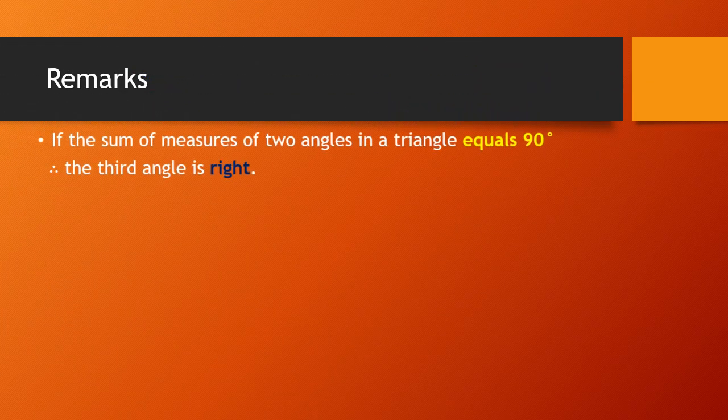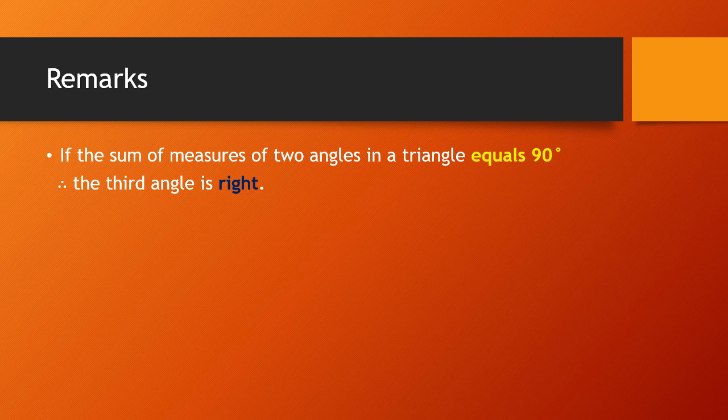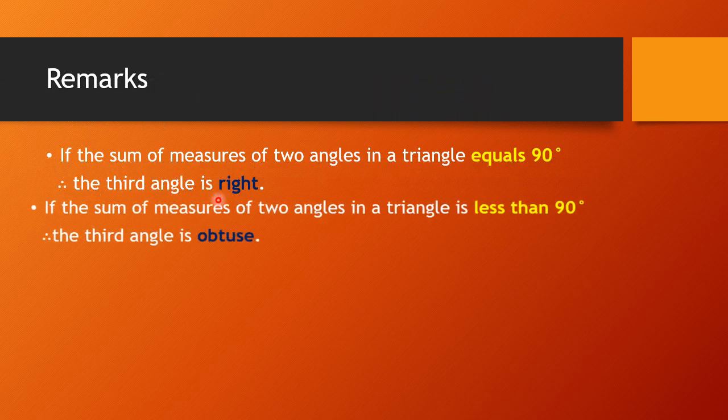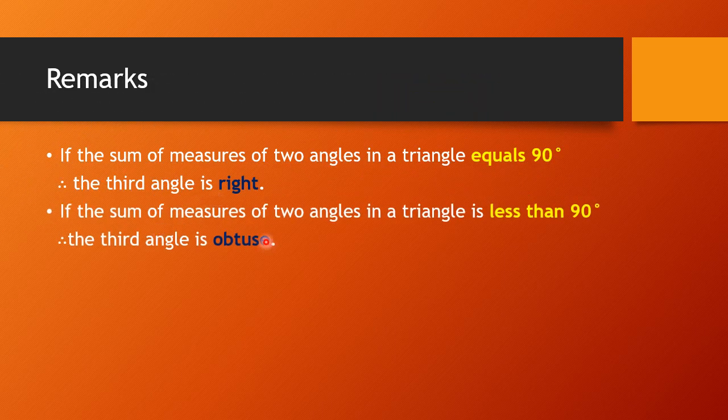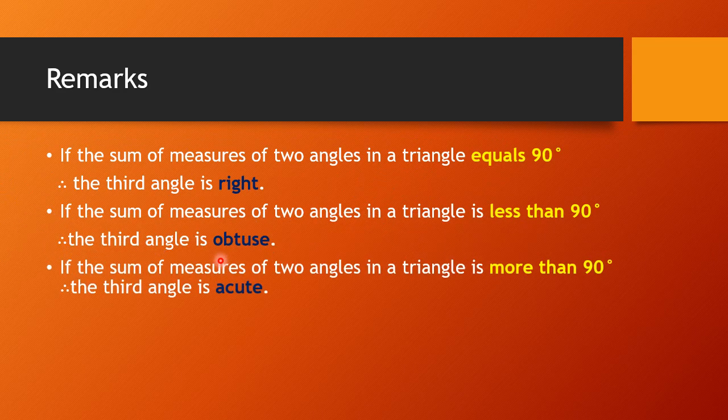Remarks. If the sum of measures of two angles in a triangle equals 90 degrees, then the third angle is right. If the sum of two angles in a triangle is less than 90 degrees, then the third angle is obtuse. If the sum of measures of two angles in a triangle is more than 90 degrees, then the third angle is acute.